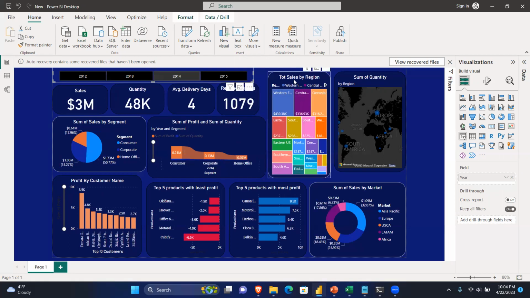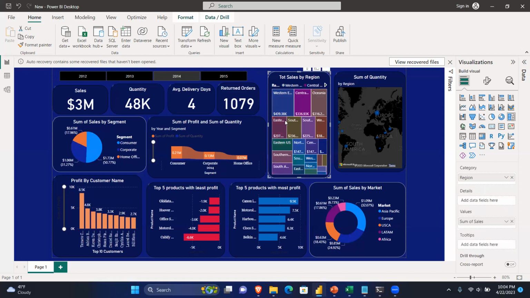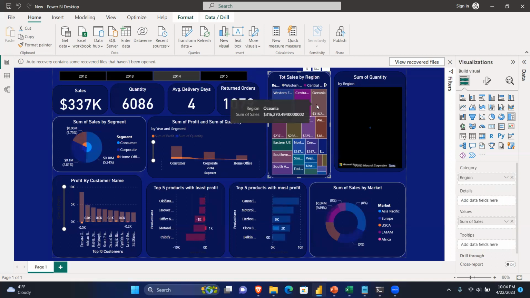Next we have a tree graph right here. This tree graph is for the total sales by specific regions. We have multiple regions, like the Western European region, the Central America region, and I think around 10 to 15 multiple regions right here. For each of the specific regions, we can see the sum of sales.